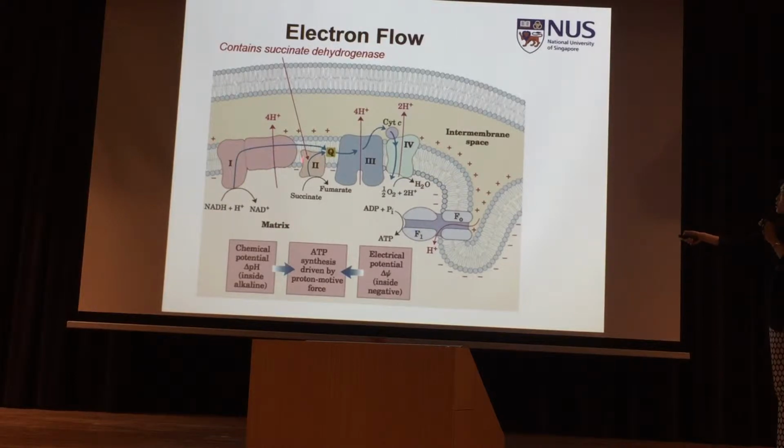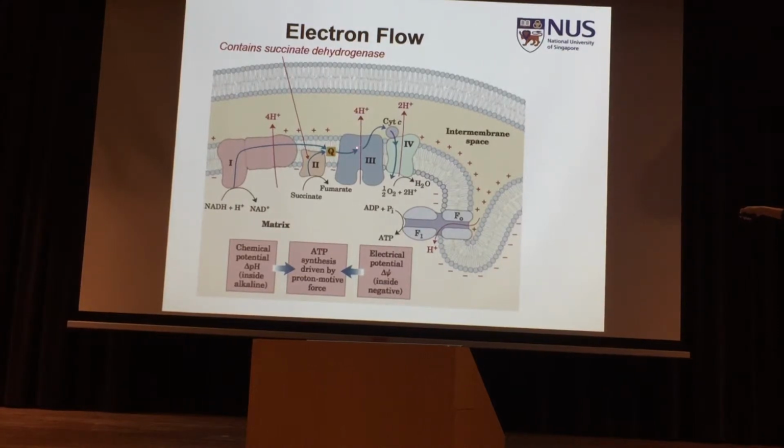These are fixed. 1, 2, 3, 4 are immobilized on the inner membrane. Q and cytochrome C, right? Q, which is coenzyme Q, and cytochrome C, they are mobile. They are the floating ones that can move around. So by doing this, the electrons get passed to Q. Q passes it to 3. 3 will pass it to cytochrome C.